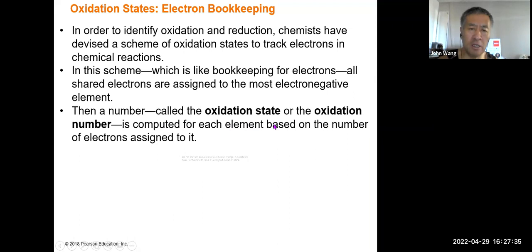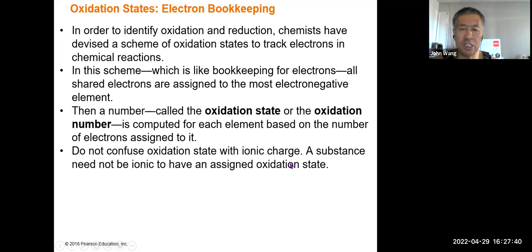Do not confuse oxidation state with ionic charge. Sometimes they will be the same, but sometimes we don't have an ionic charge for some element. A substance need not be ionic to have an assigned oxidation state.